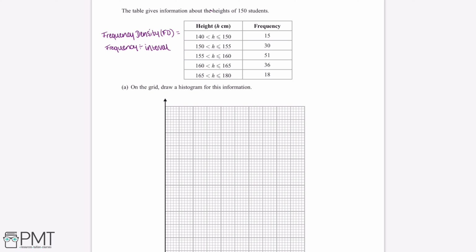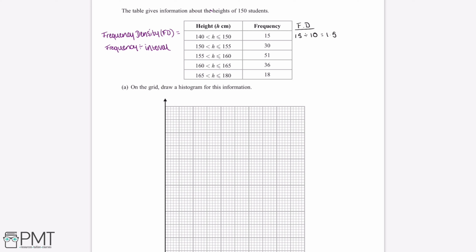So what we can do is add an extra column to this table and then work out the frequency density for these 5 pieces of information. If we start off with the top one, we have a frequency of 15 and then the interval between the heights 140 and 150 will be 10. So our frequency density is equal to 15 divided by 10, which gives us 1.5.